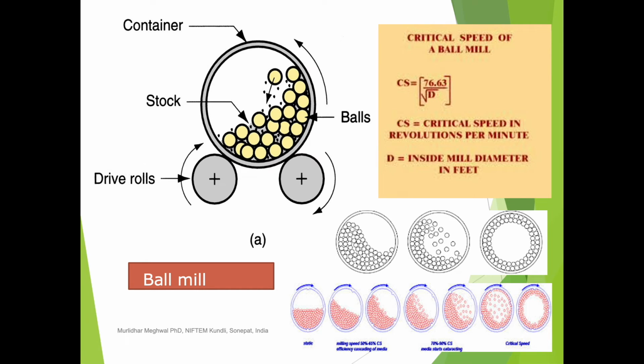One grinder we call the ball mill. In the ball mill, one important aspect is critical speed. Critical speed is a speed at which these balls start rotating along with the equipment and there is no grinding. So this needs to be avoided.